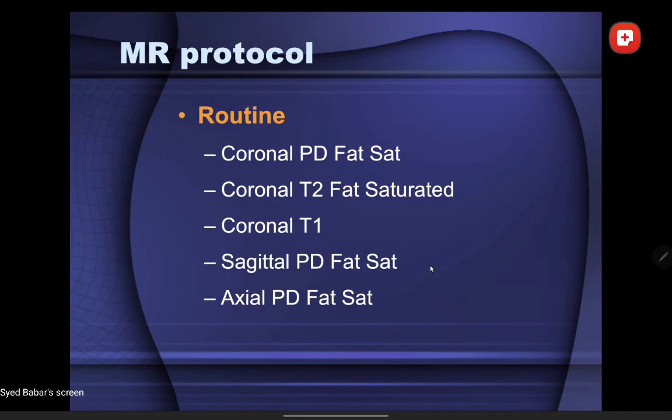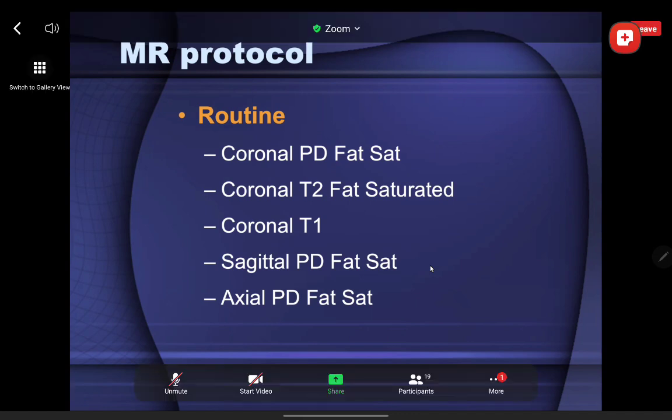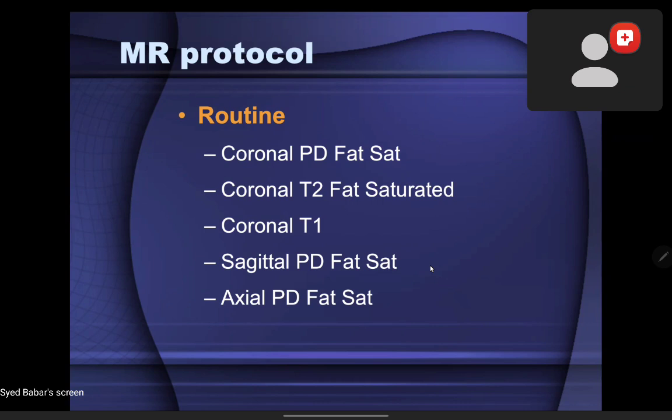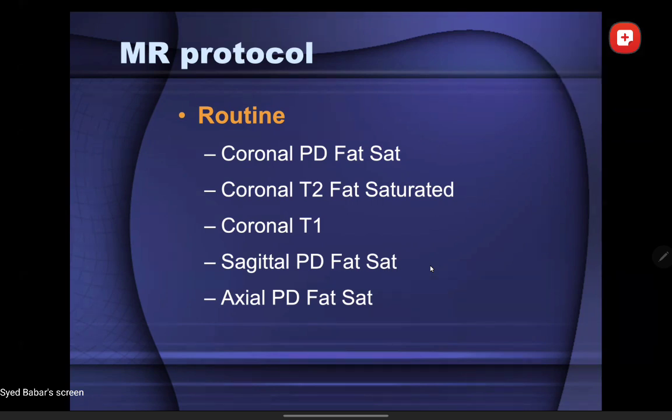Sure. So the sequences that we should do, ideally, in all 3 planes, do coronal in 2 planes. Do coronal plane in 2 different sequences. So in other words, we tend to do T1 and a PD fat sat. We then do a sagittal fat sat PD and an axial PD fat sat. In other words, PD fat sat, proton density fat suppressed sequence, is your main workhorse. That's the one that you should do in all 3 planes.